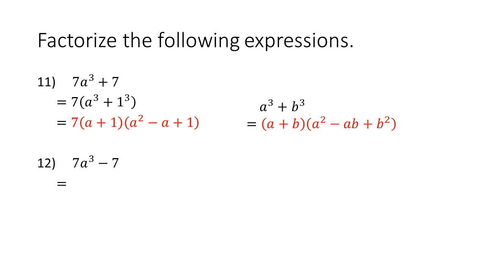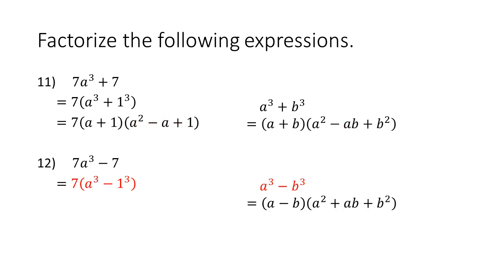When plus sign is changed to minus sign, we still take out 7. Then use another identity called the difference of the cubes, which is a cubed minus b cubed equals a minus b, multiplied by a squared plus ab plus b squared.